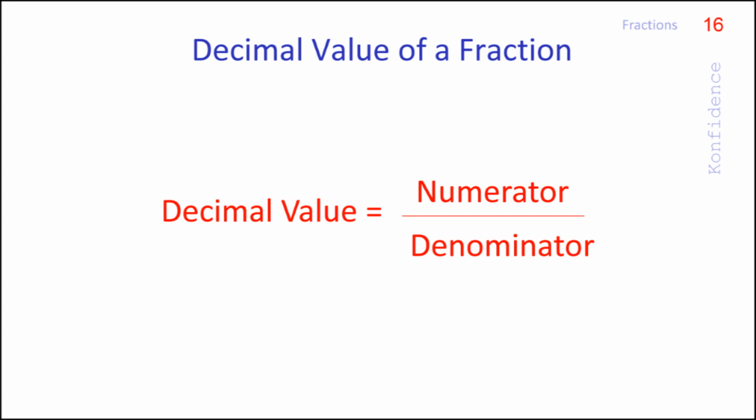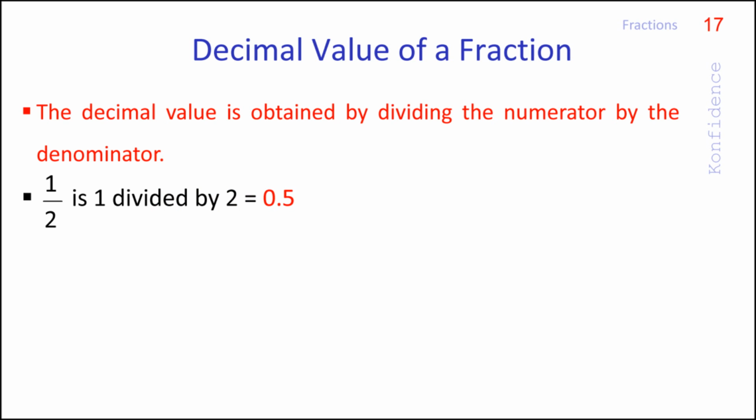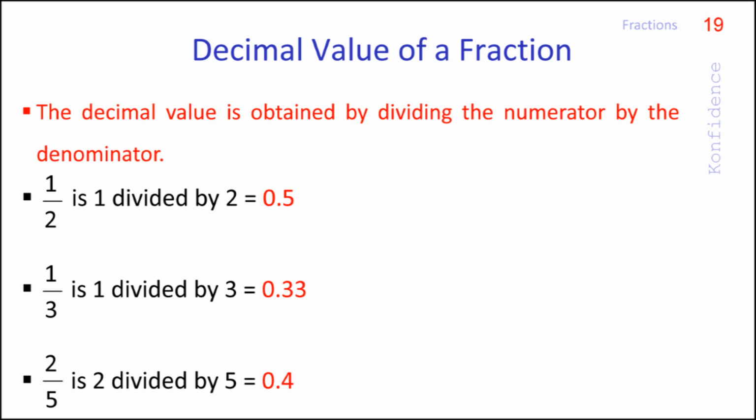The value of a fraction can also be expressed as a decimal value. The decimal value is obtained by dividing the numerator by the denominator. Thus, 1 by 2 is 1 divided by 2 or 0.5. 1 by 3 is 1 divided by 3, which has the value 0.33. And 2 by 5 is 2 divided by 5, which is 0.4.